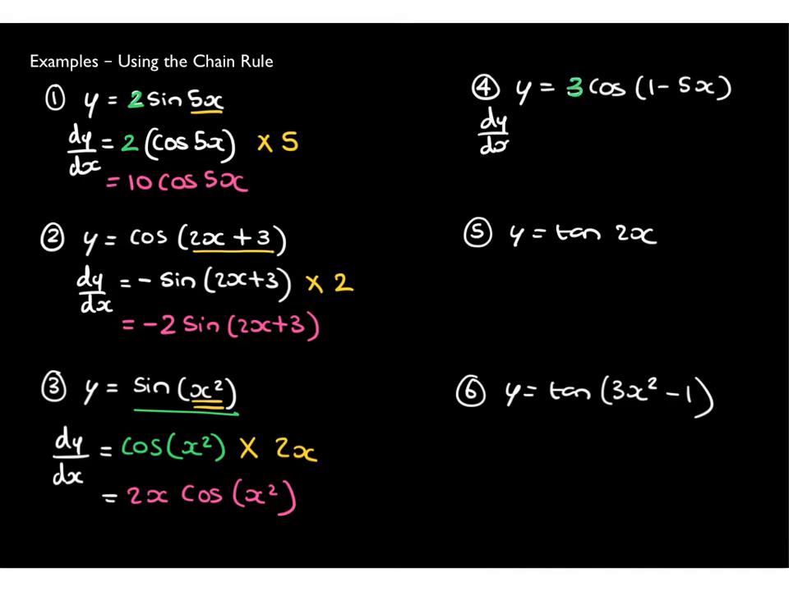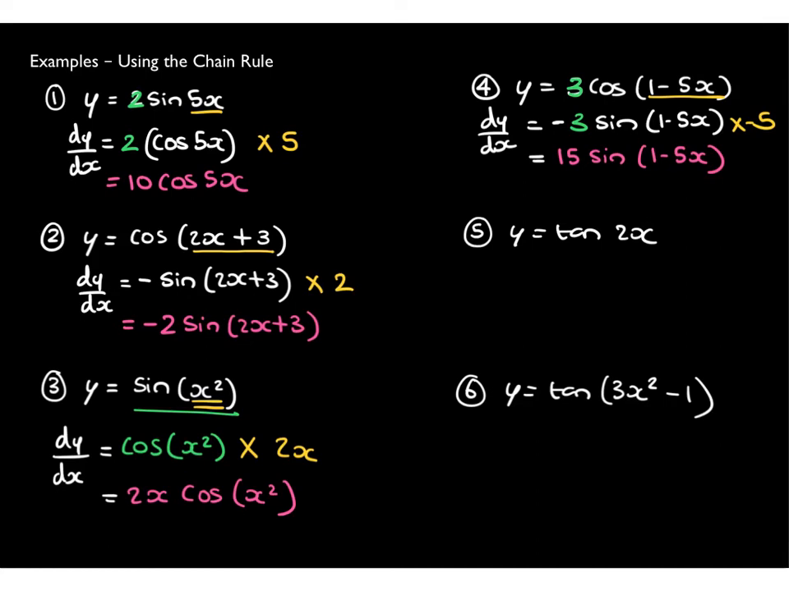So dy by dx is equal to 3, but cosine differentiates to negative sine, so we have negative sine 1 minus 5x. The inner function is 1 minus 5x, so multiply by negative 5. So we end up with dy by dx is equal to 15 sine 1 minus 5x.